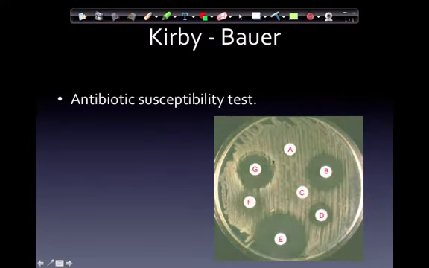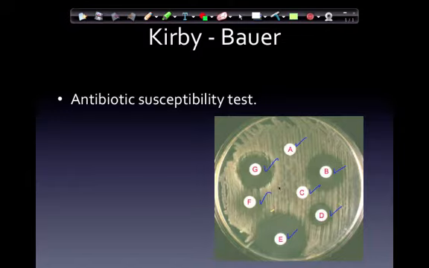Kirby Bauer is an antibiotic susceptibility test. What this shows us is, if each one of these represented an antibiotic, we essentially put the bacteria onto this media and grew some of it, and then put these discs on there. Each one of these discs represents a certain specific type of antibiotic.